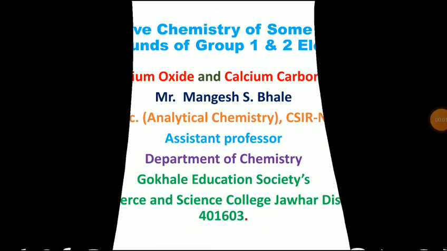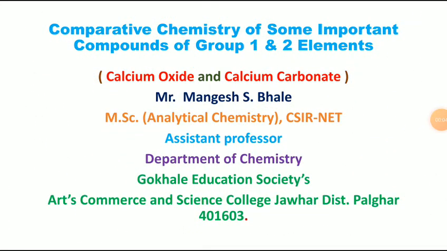Hello, dear students. Welcome to the third lecture on comparative chemistry of some important compounds of Group 1 and Group 2 elements. In the previous lecture, we have seen a total of 4 compounds: sodium bicarbonate, sodium carbonate, sodium chloride, and sodium hydroxide. In this lecture, we are going to learn two compounds: calcium oxide and calcium carbonate.